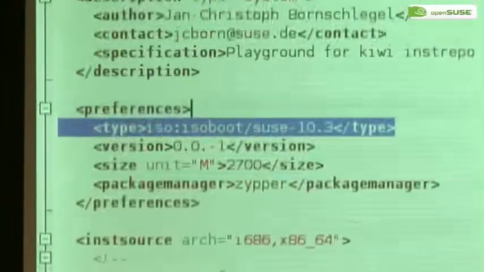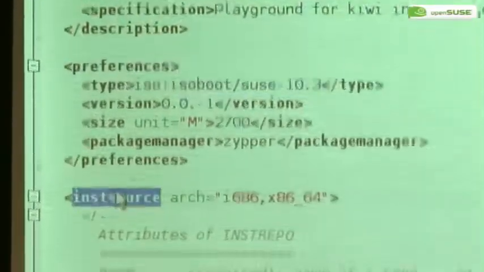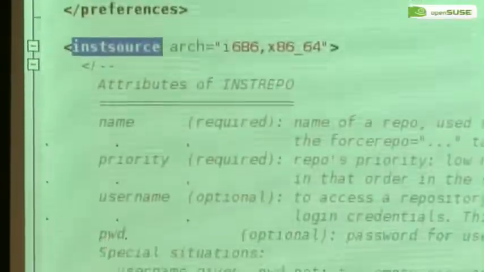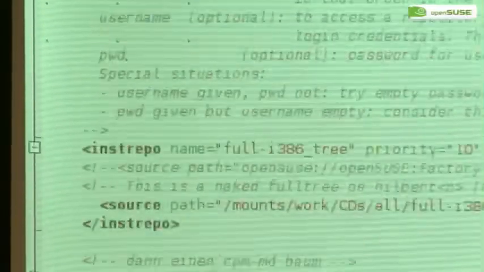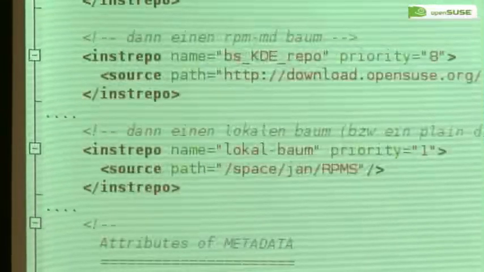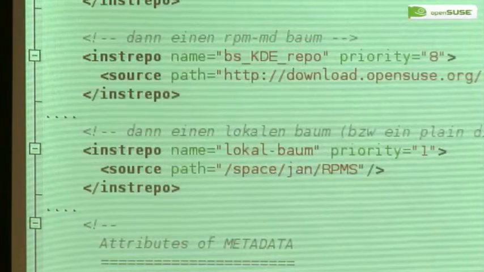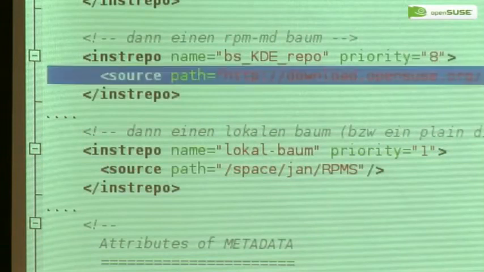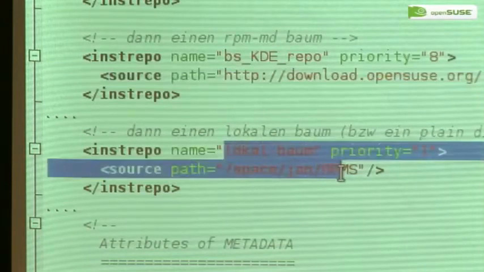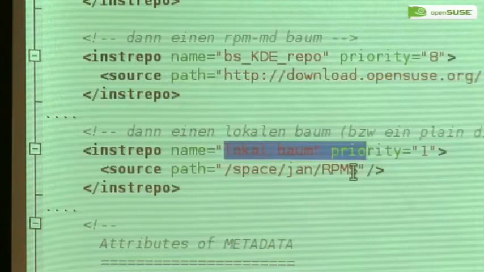The main thing is the new tag inst source. It looks ugly at the moment because it contains a lot of comments. The main thing is the inst repo, where you specify a repository and a priority for the repository, and for FTP you need a username and a password. In this case, some location in our local system, and some other, which is a KDE build service repository, and here we have a local repository on the hard disk of the machine that I'm testing with.